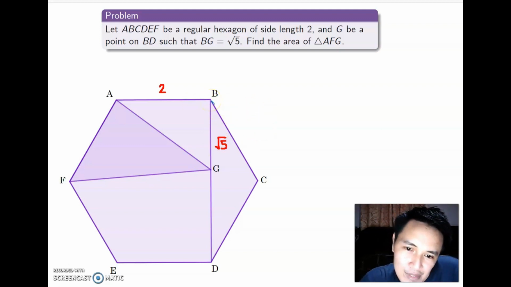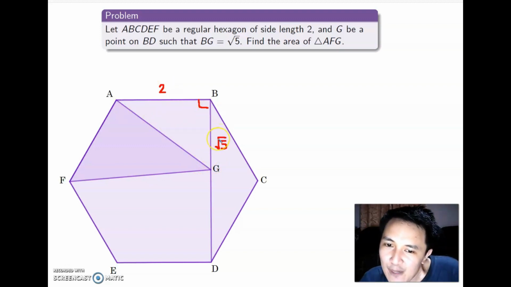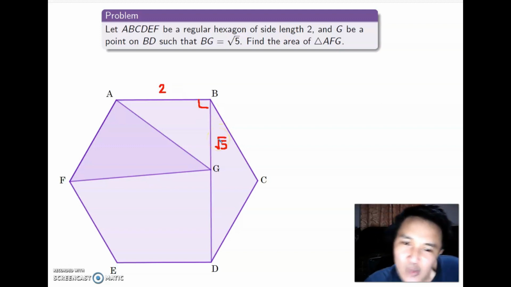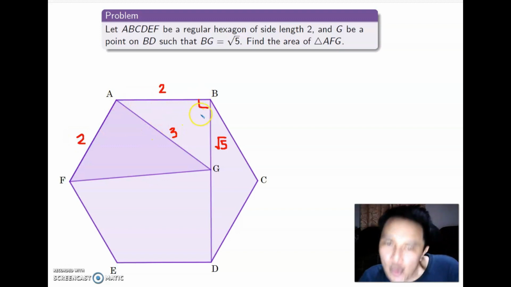Note that BD here is perpendicular to AB, meaning angle ABG is a right angle. Therefore, by the Pythagorean theorem, AG is equal to the square root of 2 squared plus square root of 5 squared. That's the square root of 9, so you're going to have 3. Now, since this is a regular hexagon, if AB is 2, it follows AF is also 2.